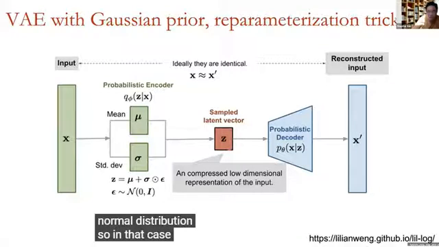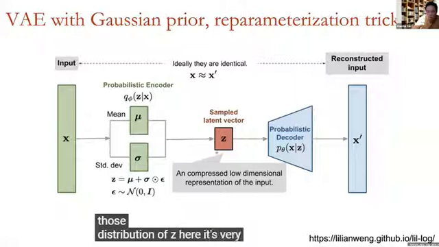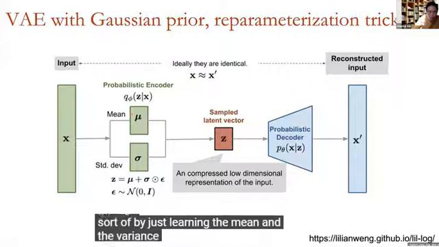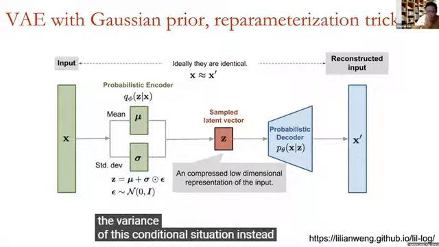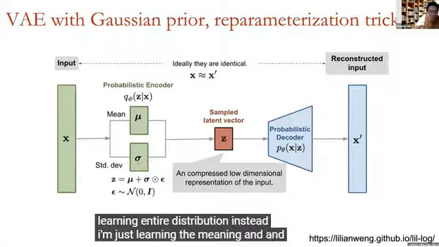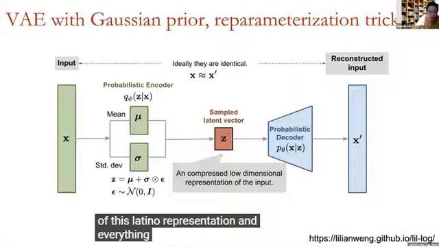So in that case, you can sample the distribution of z very easily by just learning the mean and the variance of this conditional distribution. Instead of learning the entire distribution, you say, I'm just learning the mean and the covariance of this latent representation. And after that, you can sample.